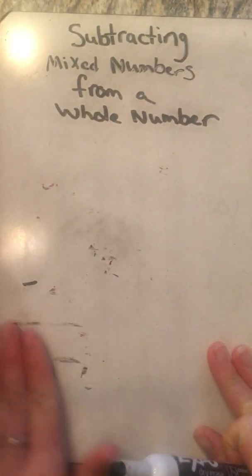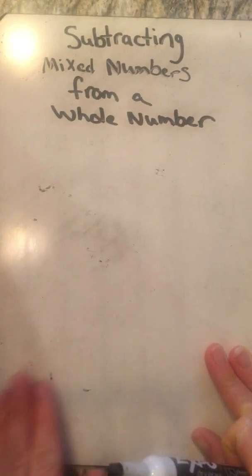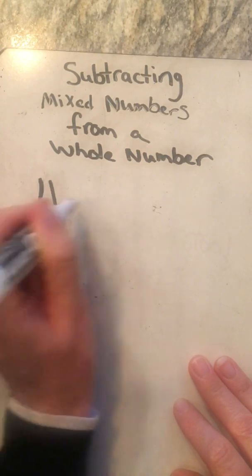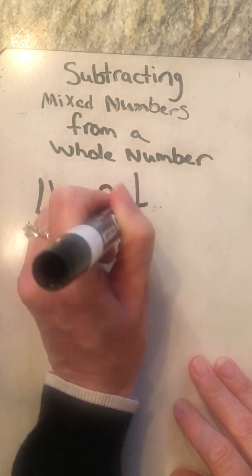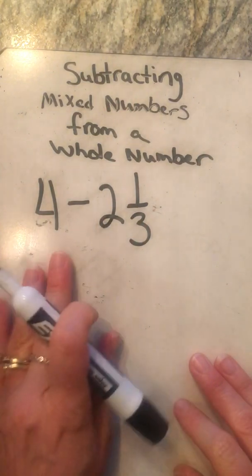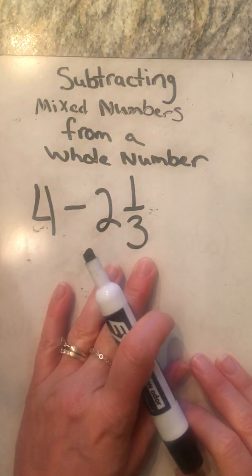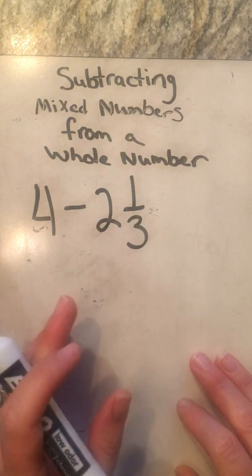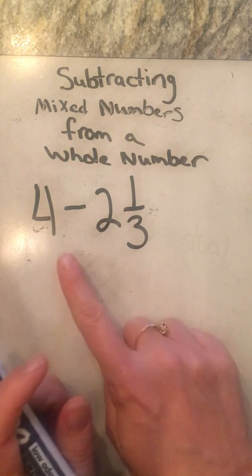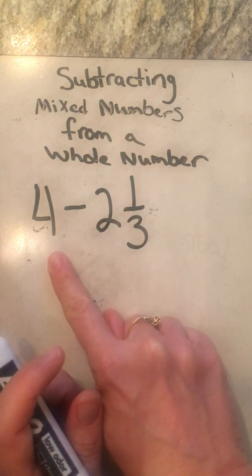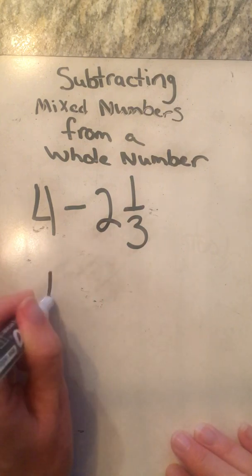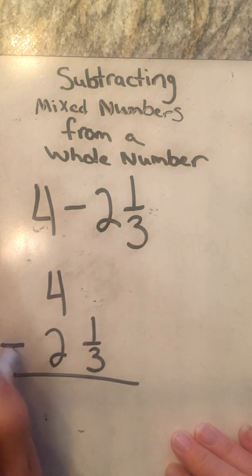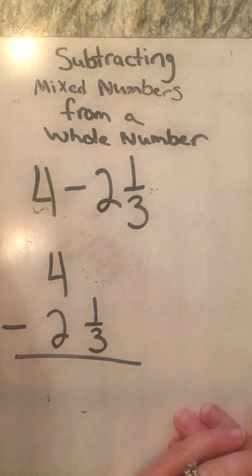I'm going to give you a problem where we're going to try to subtract a mixed number from a whole number. So if I gave you this problem, that's 4 minus 2 and 1/3. Again, you would do the same process as when subtracting mixed numbers. You would stack your numbers on top. So we know that 4 would go on top because it's larger than 2 and 1/3. So I'm going to put 4 on top and then put 2 and 1/3 on the bottom. Then I would subtract my fractions.